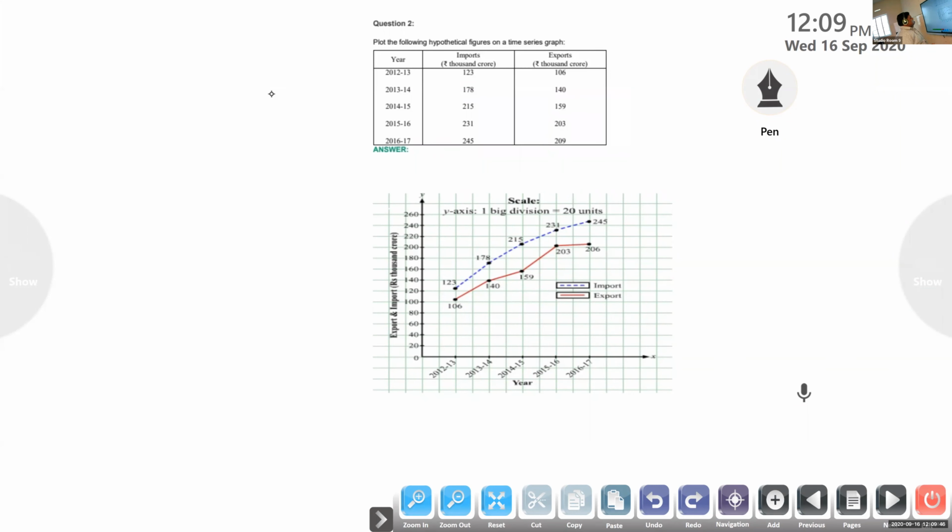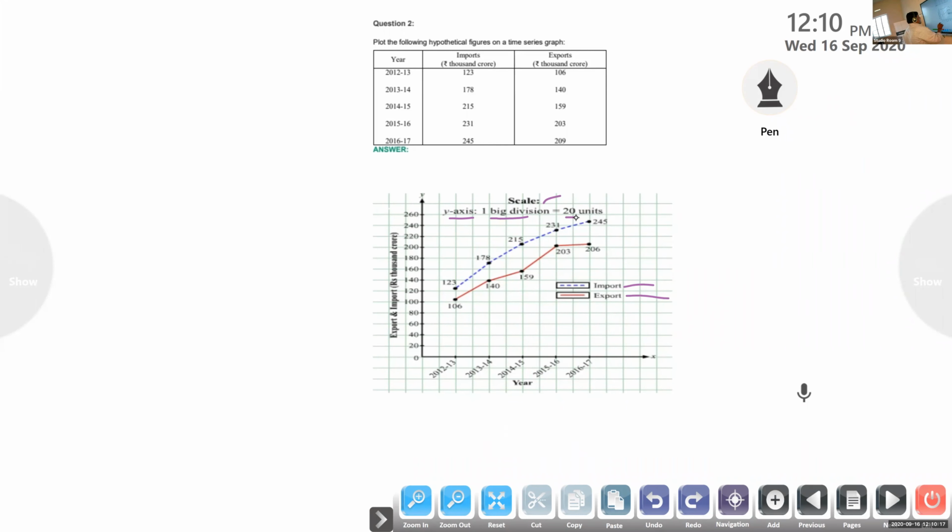Okay, and you can see, you are going to plot it. First of all, you want to use two legends for that, two indicators. So this blue dotted line indicates imports, and the red continuous line indicates exports. Two lines or two legends we mention in the graph, that is compulsory, or there are chances to misunderstand. For the scale on the y-axis, one big division is equal to 20 units, and the x-axis we know already, those are the years.